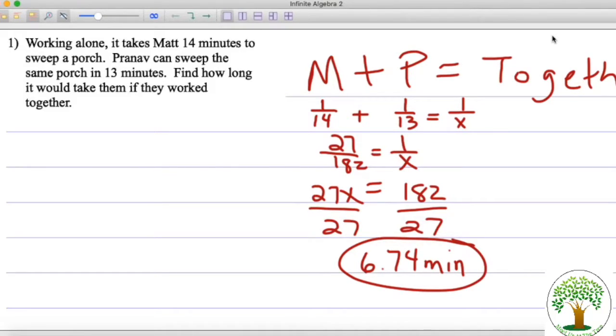Now, I want you to notice something. This is the long way. I want you to notice when we have this thing right here, 1 over x, we had 27 over 182. What happened here? We inverted it. What's another word for invert in math? What's the vocabulary word for that? Flip it upside down. Reciprocal.